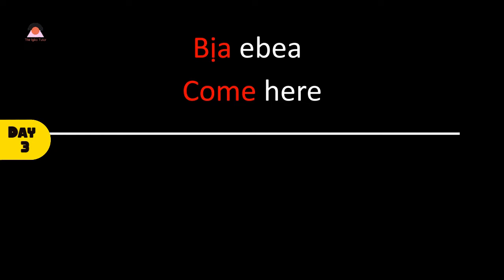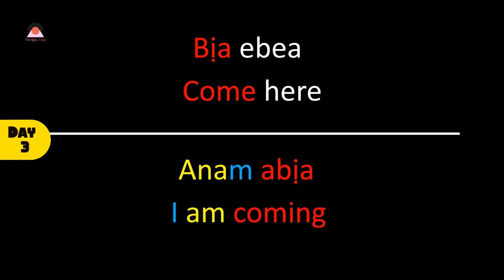Bia eba, which simply means come here. This is about the shortest sentence in Igbo language, which every beginner must know. It's as simple as this: bia eba, come here. There are many ways to respond to this, and one of which is to say anam abia, which simply means I am coming.